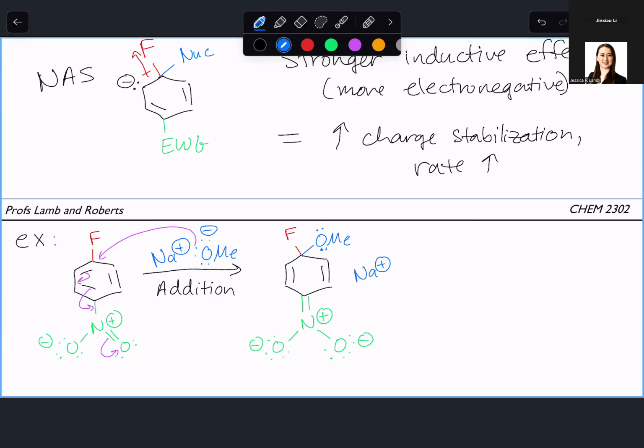Now we do the elimination step. So again, we start from the lone pair on oxygen, we push the electron density back up, re-aromatize the ring, leaving group leaves.